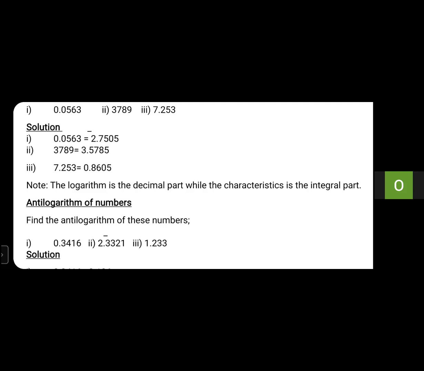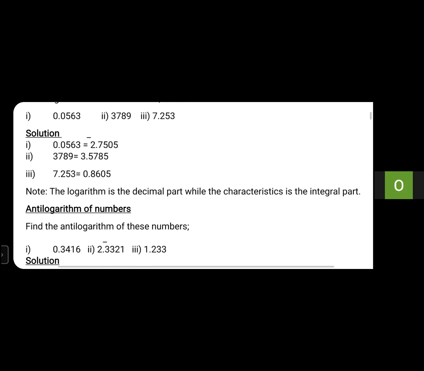Then the third one, we have 7.253. Now, in this case, we'll see that the characteristic of this logarithm is 0. Why is it 0? Looking at 7.253, you will see that 7.253 is already written in standard form. So we are not changing anything. Do you get it? Yes. It is already in standard form.